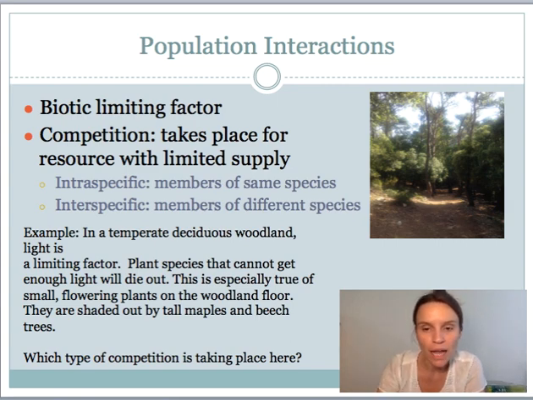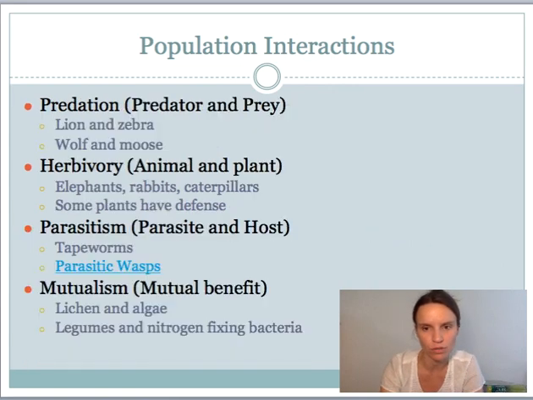When you look at biotic relationships between organisms, I hope that this is a review for you guys, but you can talk about predation, herbivory, parasitism, and mutualism as different kinds of population interactions that organisms can go through. So it's not just that species are competing. There are other ways that species can survive where they help each other to live in a given place.